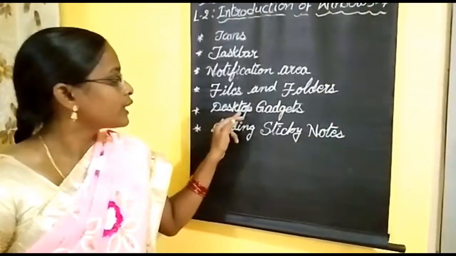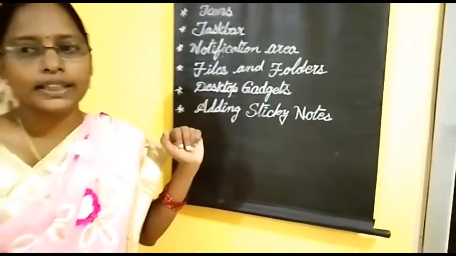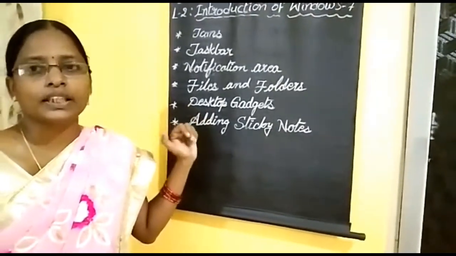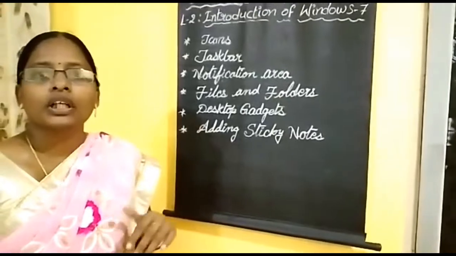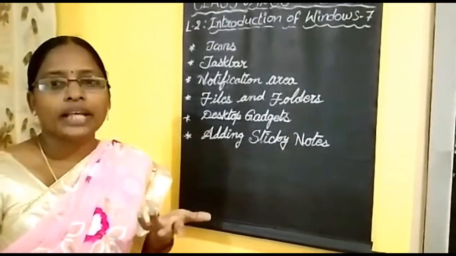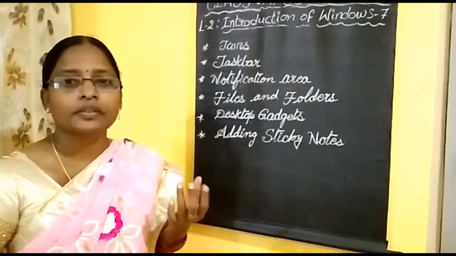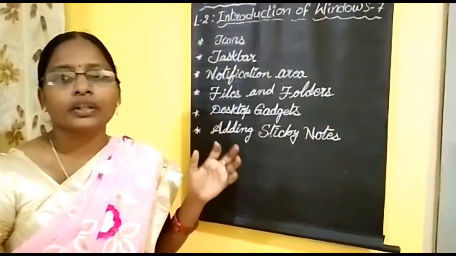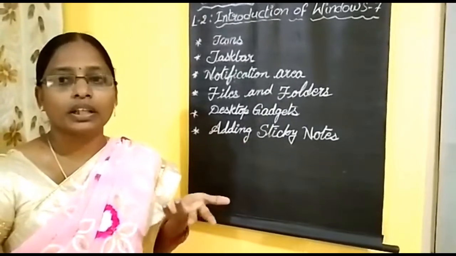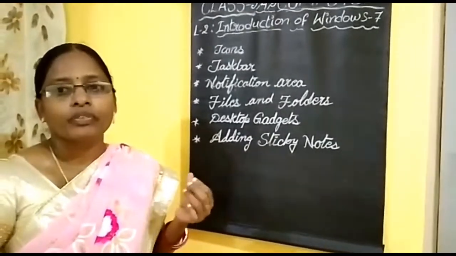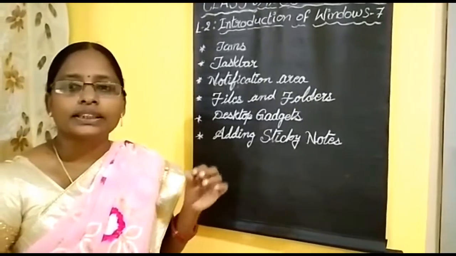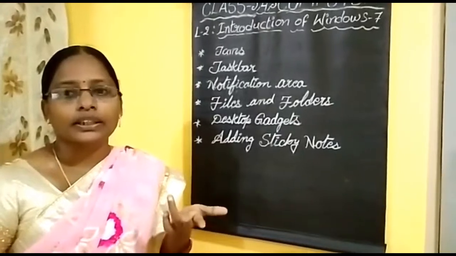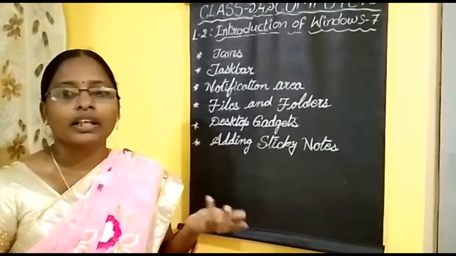And next, desktop gadgets. These are mini programs called gadgets in Windows. For example, we can display news headlines and weather details right next to your open programs. In this way, you can keep track of what's happening in the news while you work also. Okay. And some of the gadgets that come with Windows 7 are like calculator, calendar, clock, weather, like that.